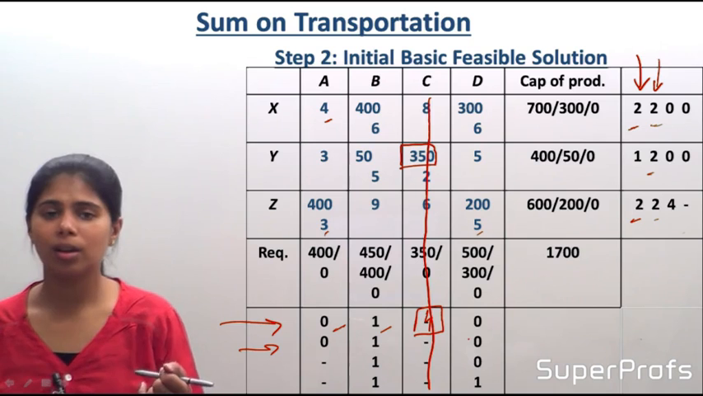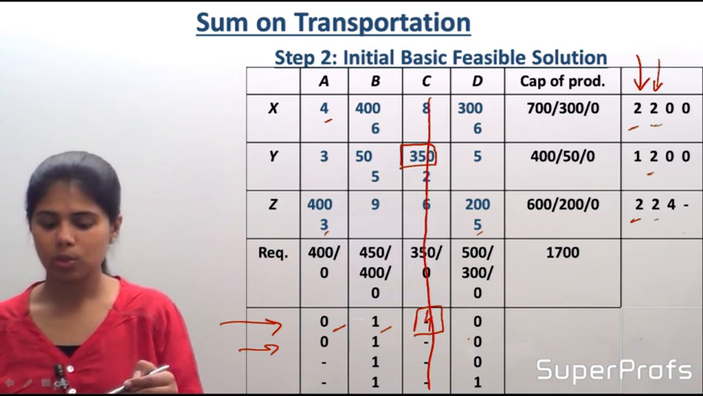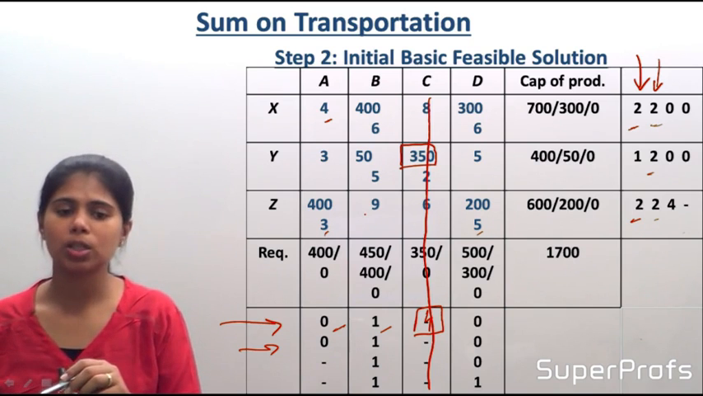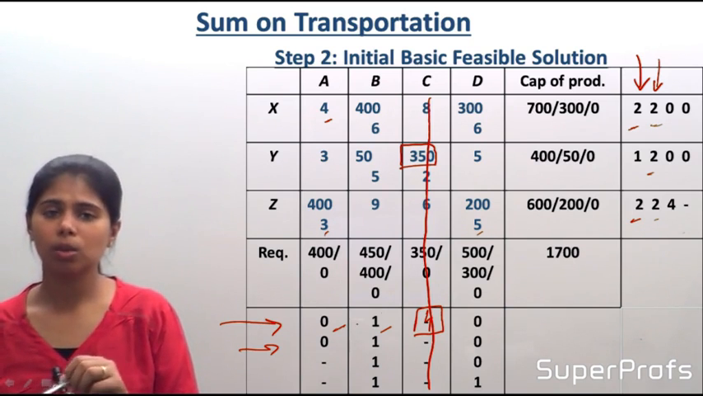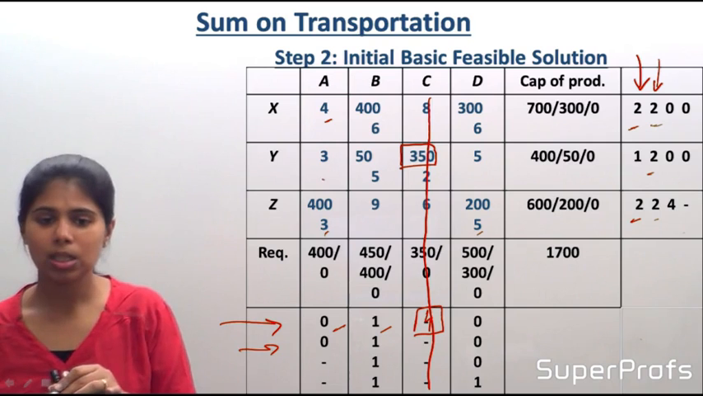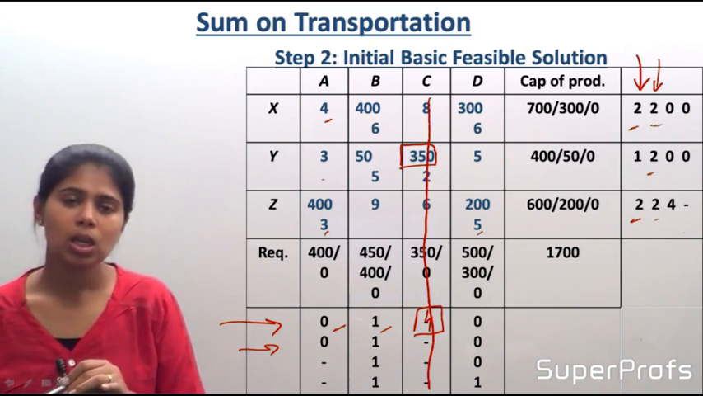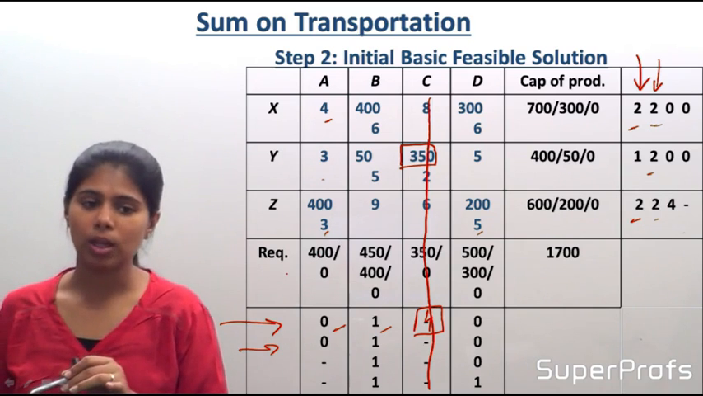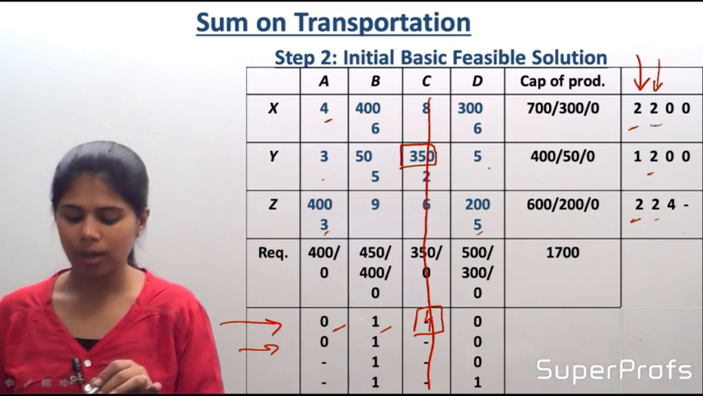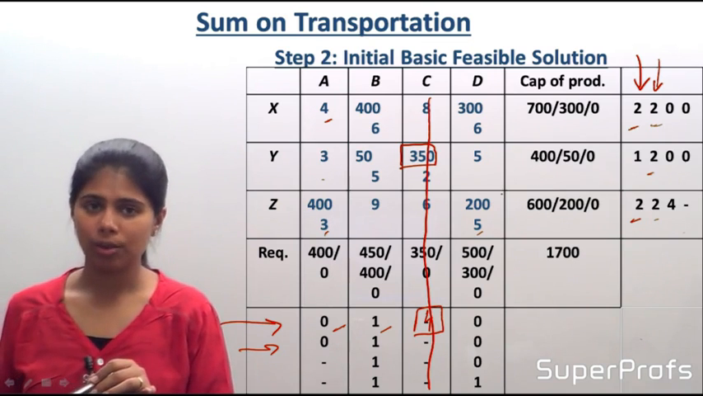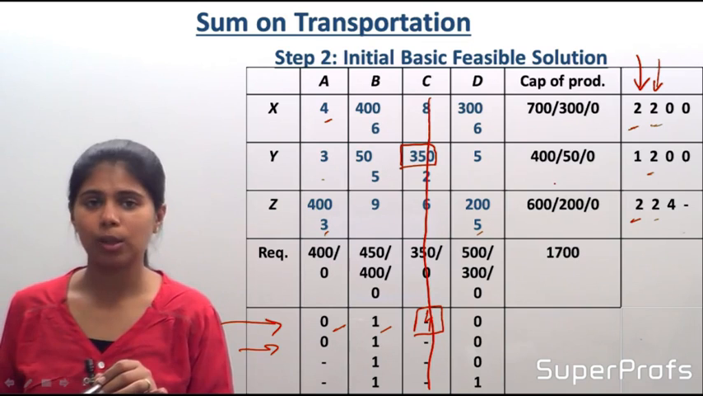So I have a tie in all the 3 rows, which means all these cells, and I have to identify which is the lowest cost cell. If you see over here, the lowest cost cells are 3, which is this or this. Then I have to see what is the maximum possible allocation. Over here, I have already allocated 350 out of 450, so I only have a 50 allocation possible.